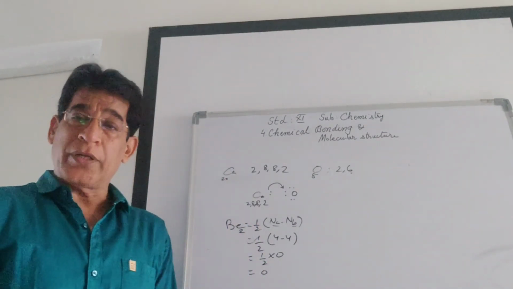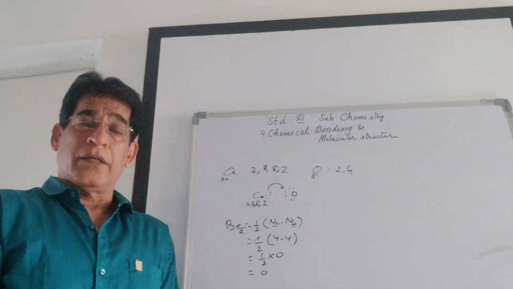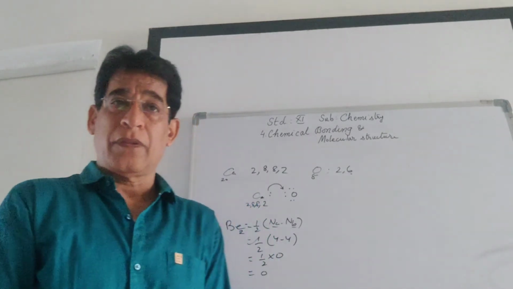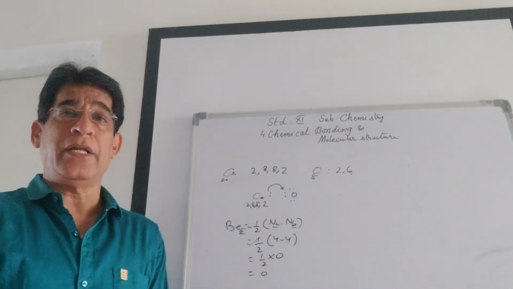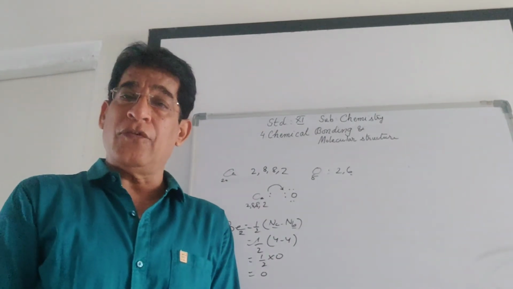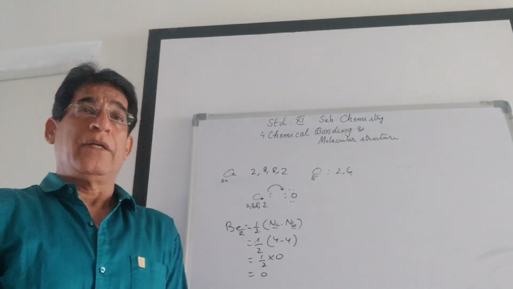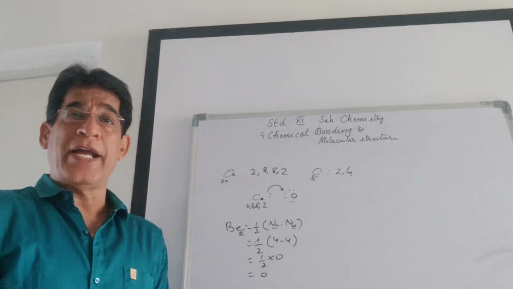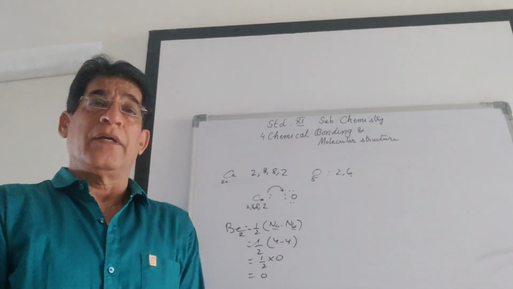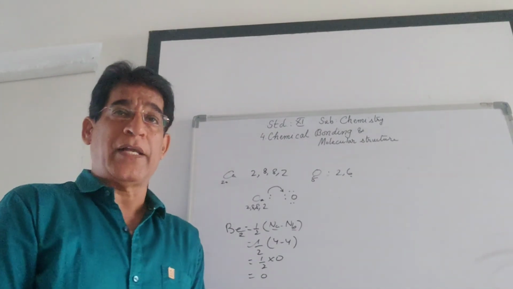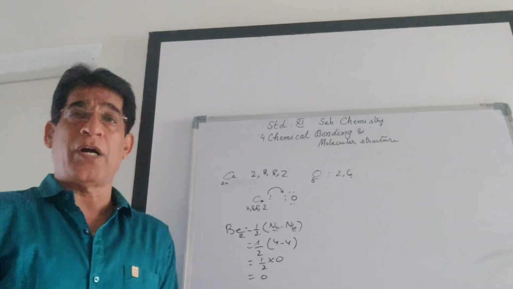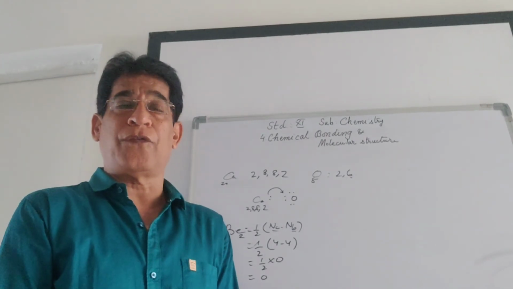Now, important question. Write the difference between sigma and pi bond, or distinguish between a sigma and pi bond. As we know, a sigma bond is formed by the end-to-end overlap of orbitals, and a pi bond is formed by the lateral overlap of orbitals.